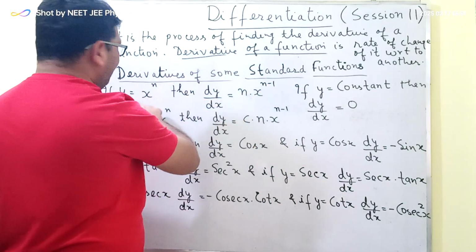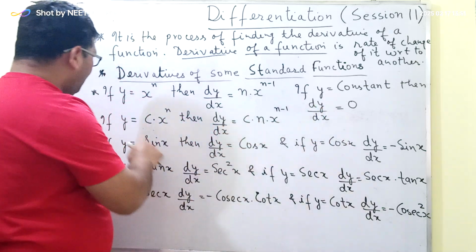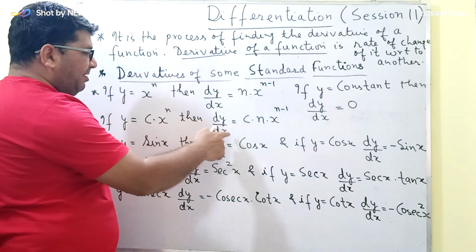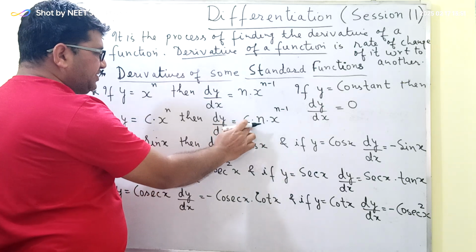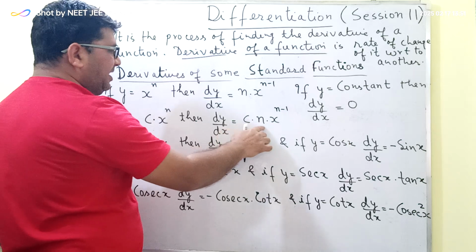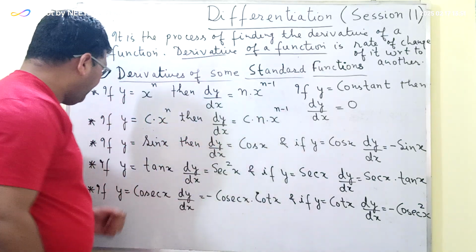और अगर y कांस्टेंट है ये तो dy by dx 0 हो जाएगा. और y is equal to c into x^n where c is a constant, तो उस केस में dy by dx क्या हो जाएगा? This will be equal to c multiplied by the dy by dx of x^n. So this is equal to cn into x^(n-1).